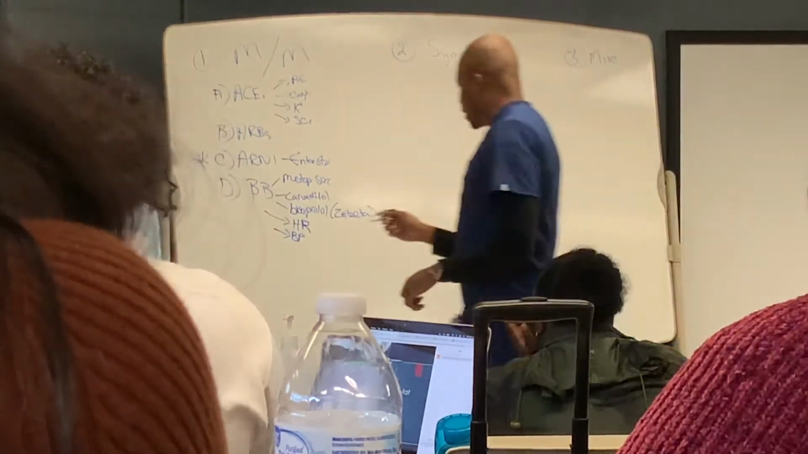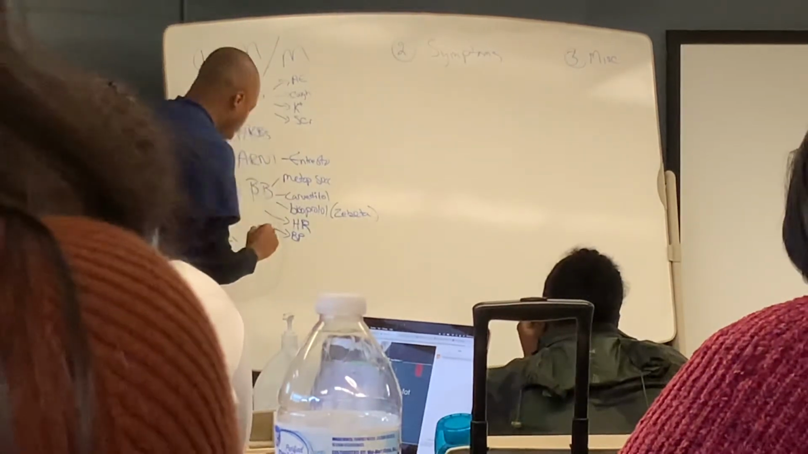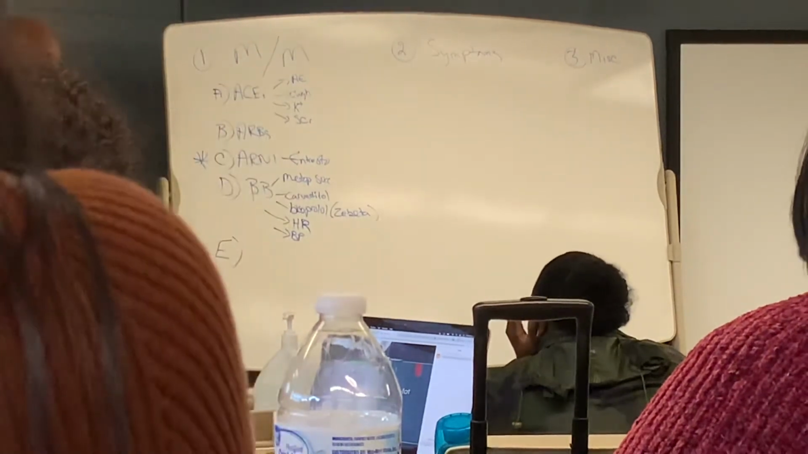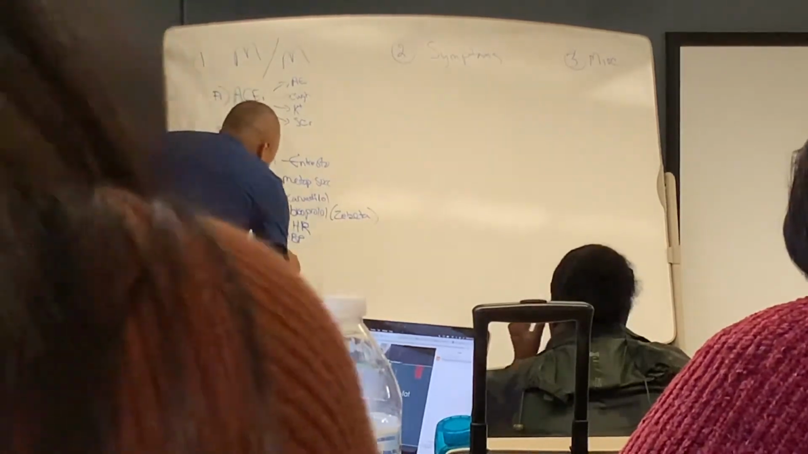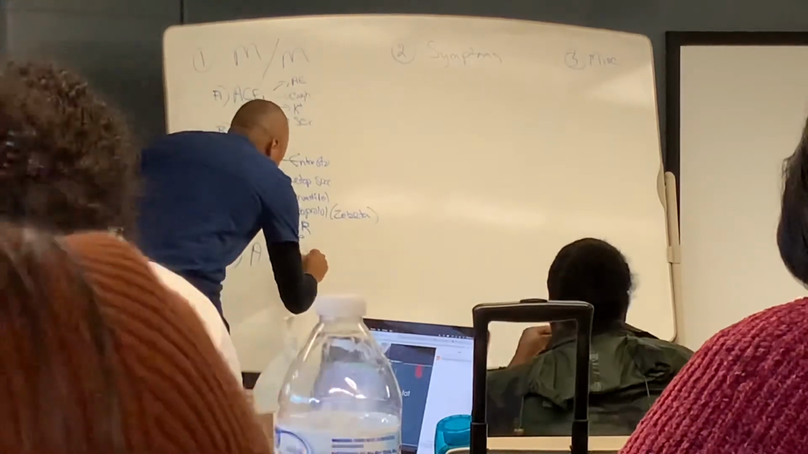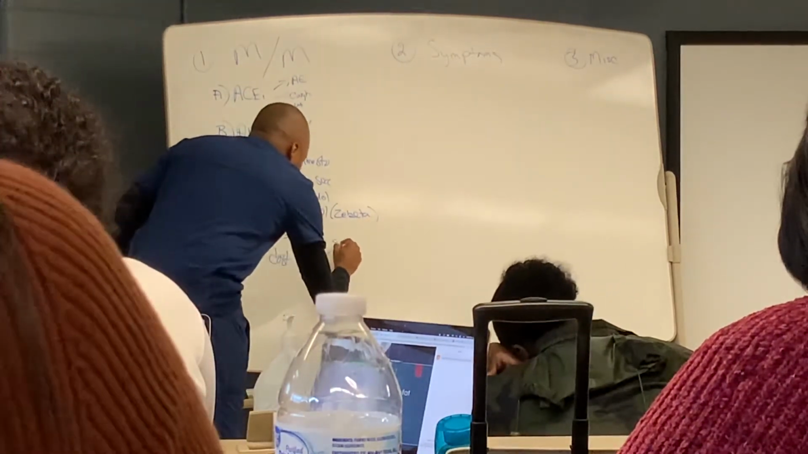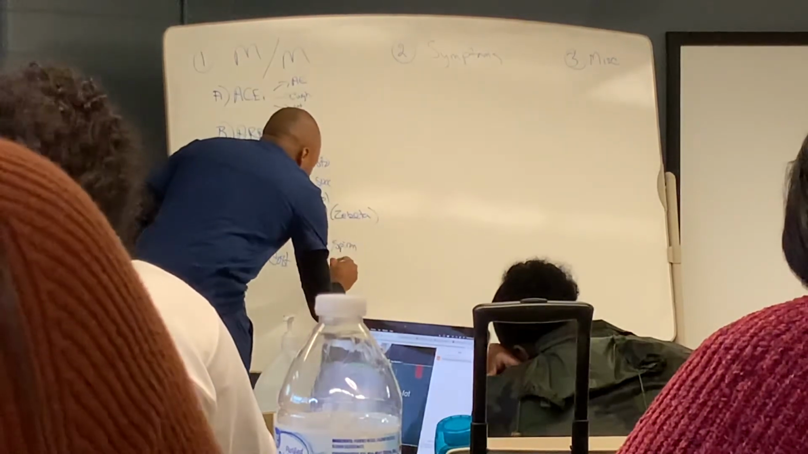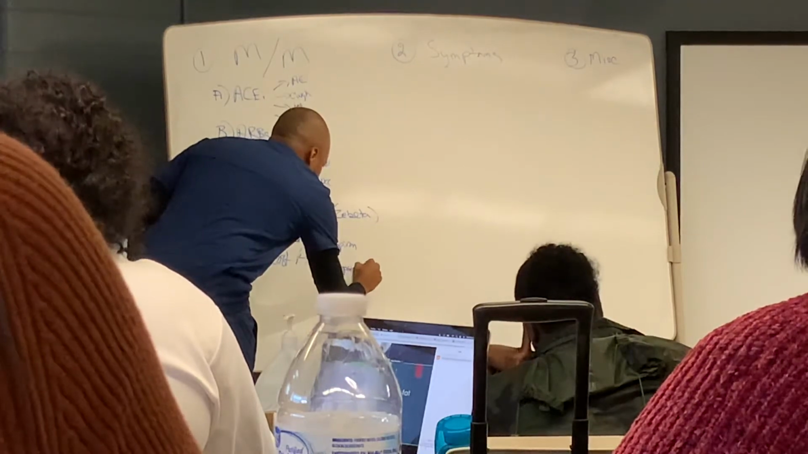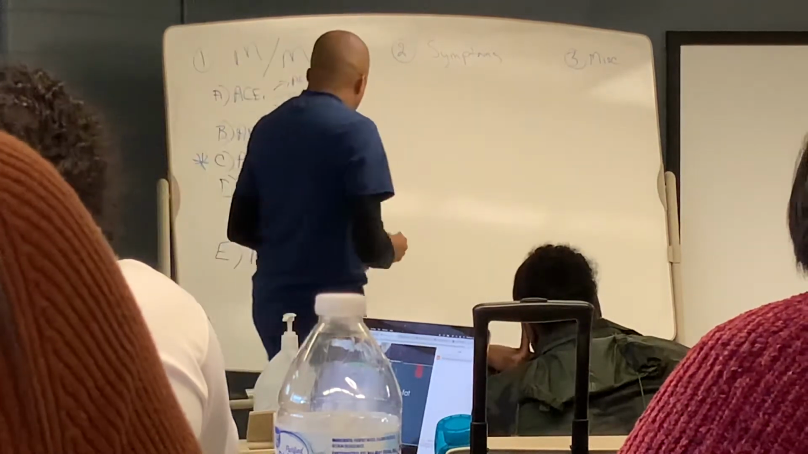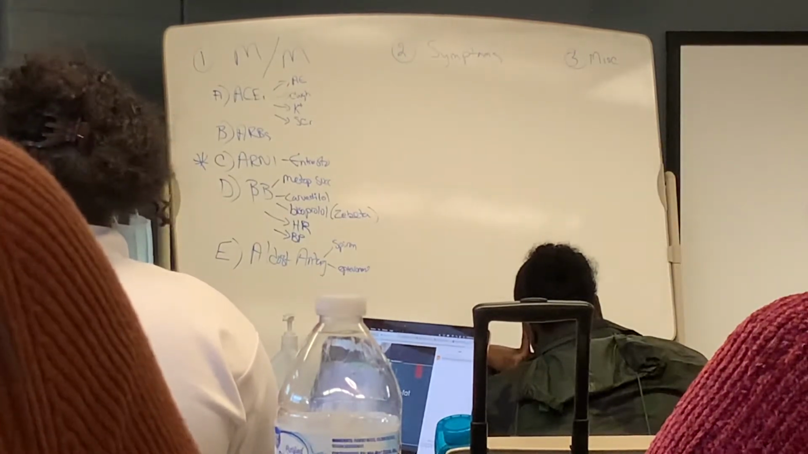Okay, running out of room down here. Okay, next. When I was in school, we called these drugs potassium sparing diuretics. Now we call them aldosterone antagonists, which are what two? Spironolactone and eplerenone. Okay? So these are aldosterone antagonists, morbidity, mortality benefit.